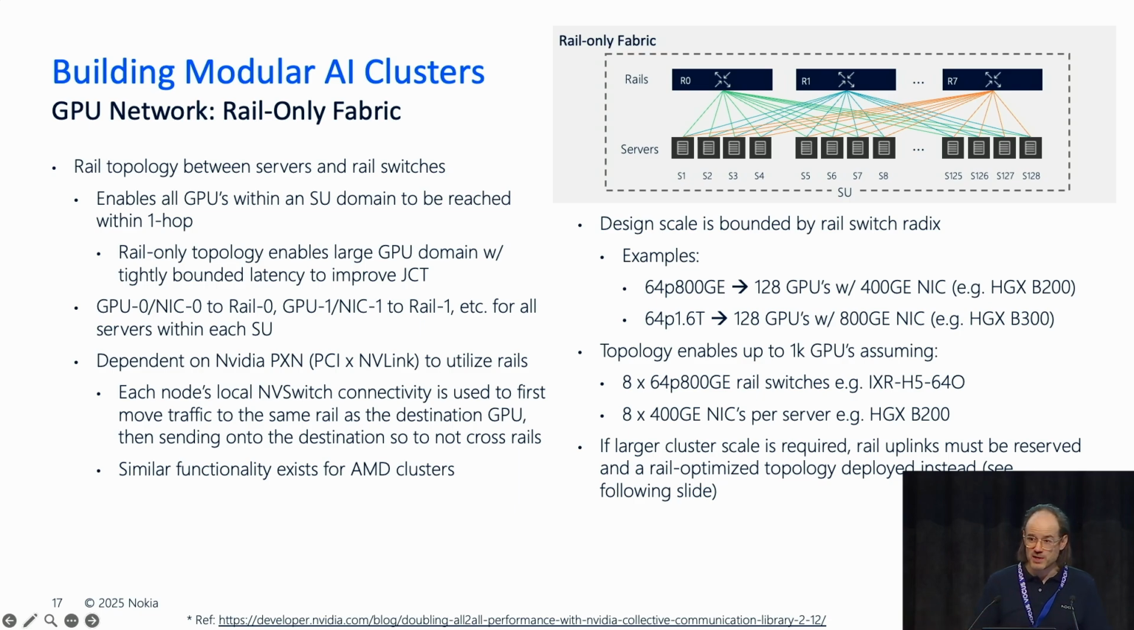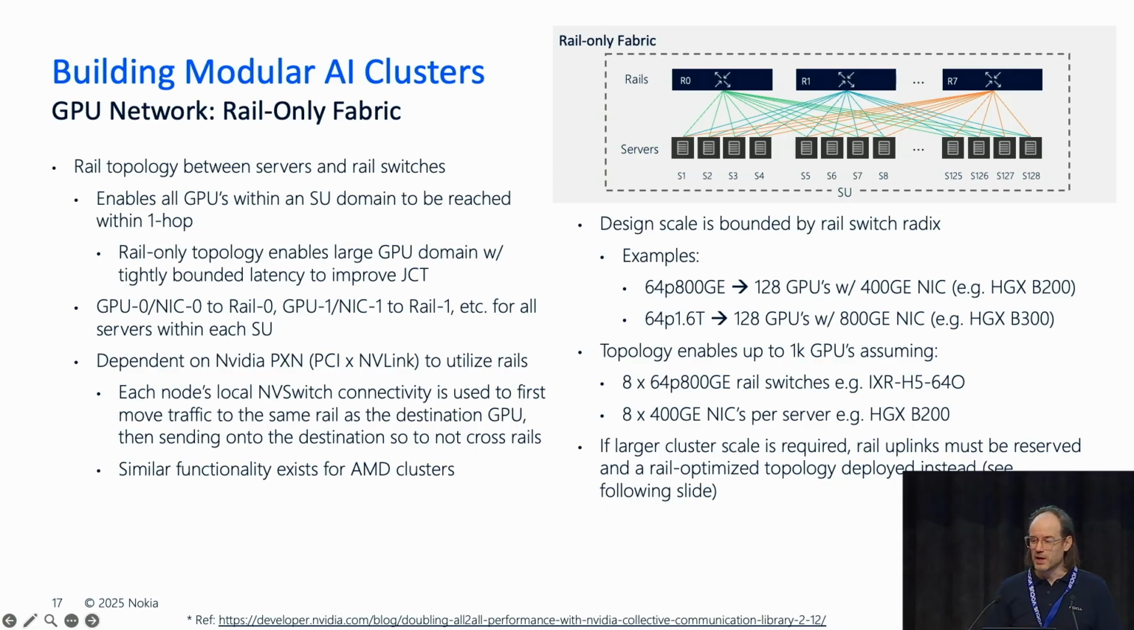And the crux of this is that for every given server there, you basically have this relationship between GPU 0, NIC 0, which will connect into rail 0, so a dedicated Ethernet switch. And similarly, GPU 1 and NIC 1 will connect to rail 1, and so on and so forth. And you're left with a topology that looks like what I have in the top right-hand corner there.